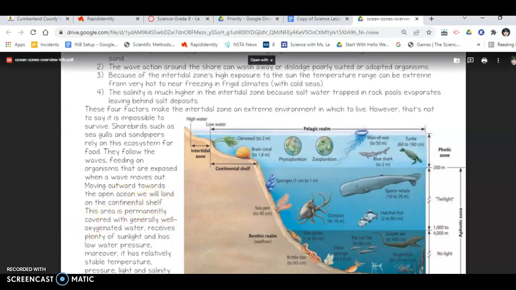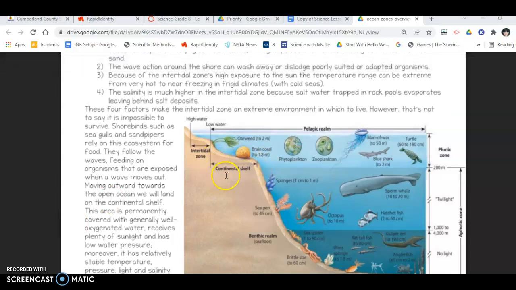Y'all know what the continental shelf is? The continental shelf, you've heard of that before. That's right here. If you don't know where that's at, that's the continental shelf. And then this is the continental slope where it drops down and starts getting deeper. Okay?